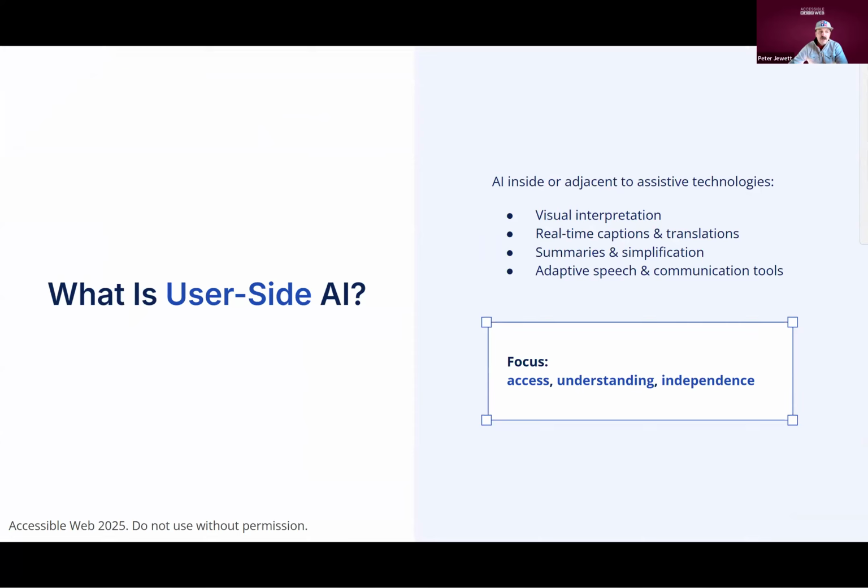So first, we'll talk about user-side AI. What is user-side AI? It's AI that is embedded into or adjacent to assistive technologies. Some examples: you can think about AI describing images, real-time captioning, summaries for cognitive access, and speech assistance that adapts to atypical patterns. So the focus here is on independence and improving access in real time.